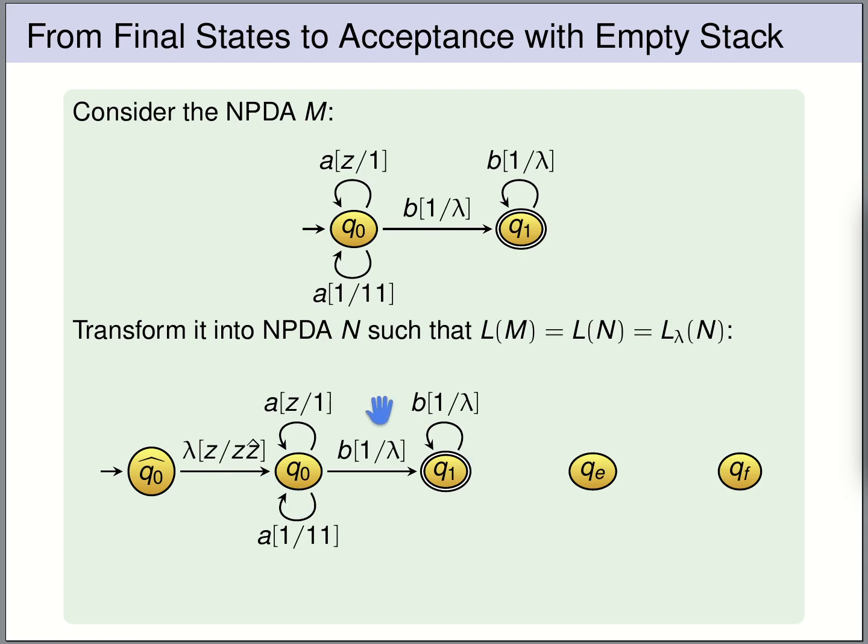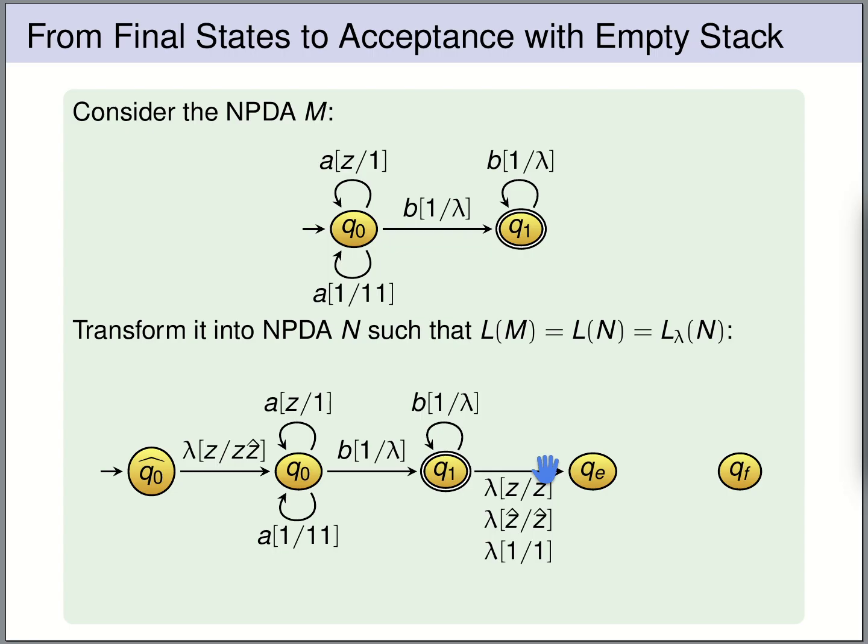Now, the old automaton can do the same computation as before, and if it reaches a final state, we want to empty the stack. So from every final state of the old automaton, we will add transitions to the state QE, which will then empty the stack. So we want to enable this transition from a final state to QE, no matter what is on the stack. So we add transitions from every final state and for every stack symbol. In this case, we have only one final state, but we need transitions for every stack symbol. So these transitions don't consume any input. And no matter what is on the stack is left unchanged.